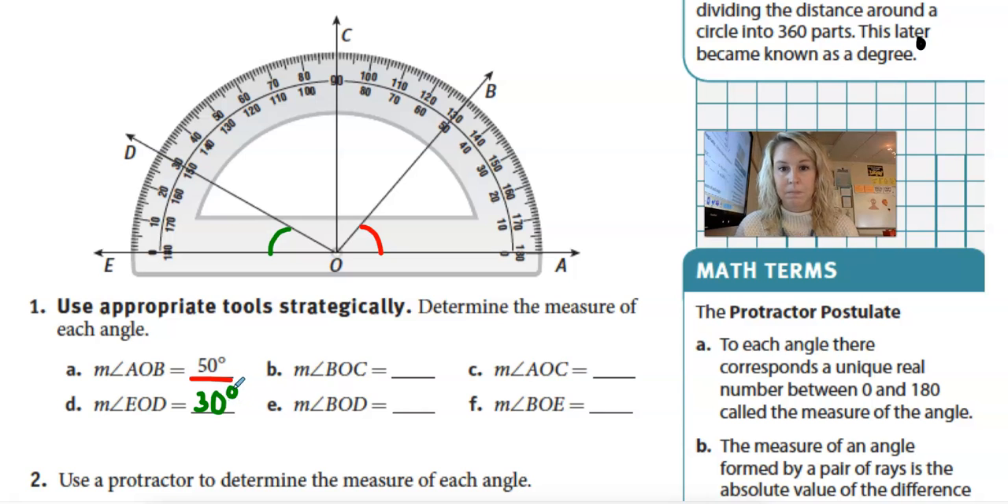Okay, let's look at this part B, and then I'll let you guys try it. So BOC is this acute angle here in blue, and so notice it's not starting at 0 this time. So I'm going to have to do a little bit of math. Doesn't matter which side you look at, the smaller numbers or the bigger numbers, but I have a 50, and then I have a 90. So I have to ask myself how many measurements went from 50 to 90. You would subtract the two to get 40.